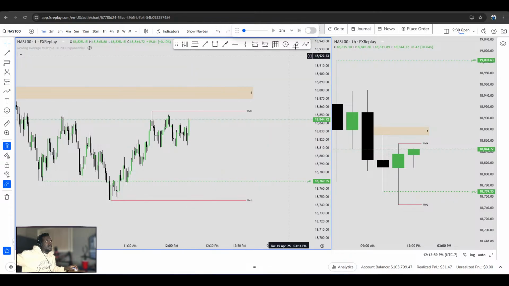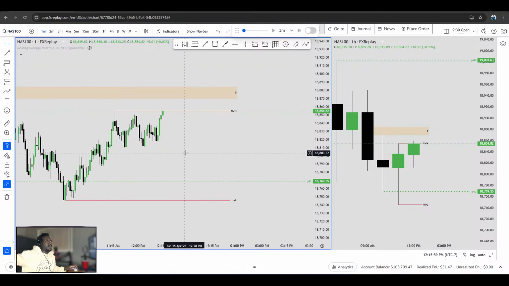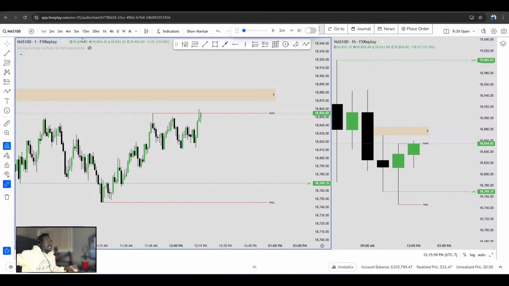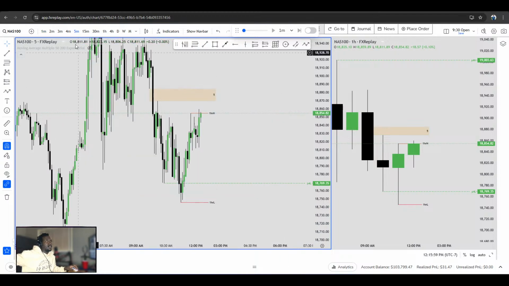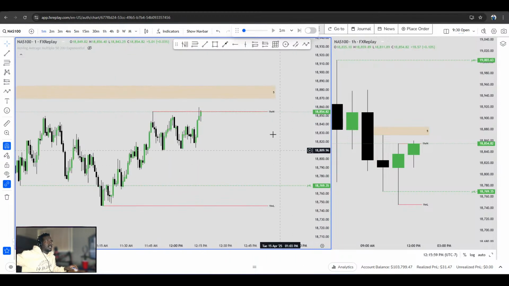So what time is it? It's 12:13, still early in the 12th hour. That's my current bounce zone right there. I still must see a 5-minute order block, so we're still sitting on our hands here.